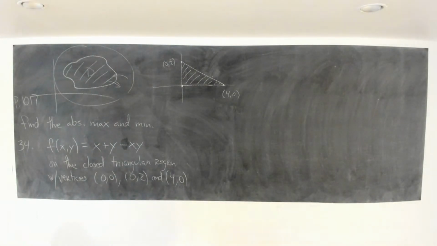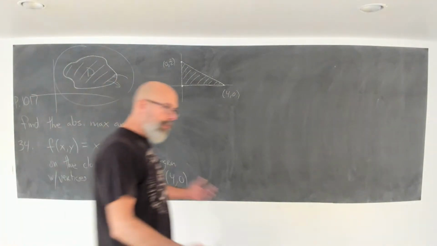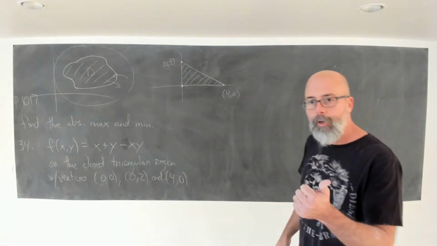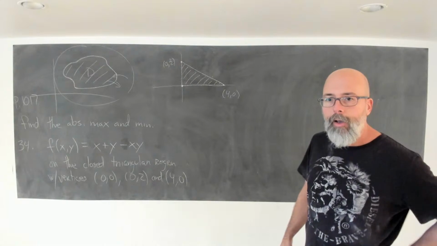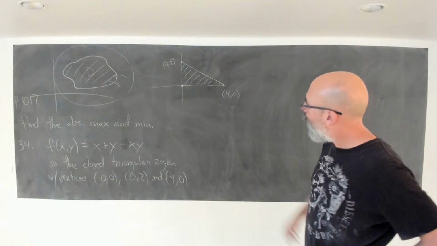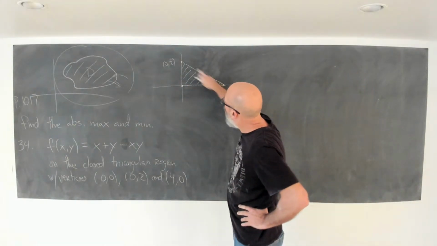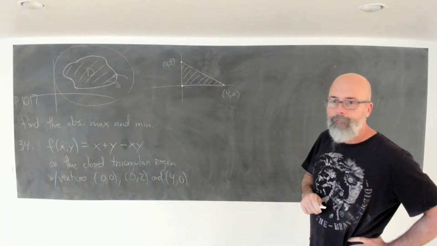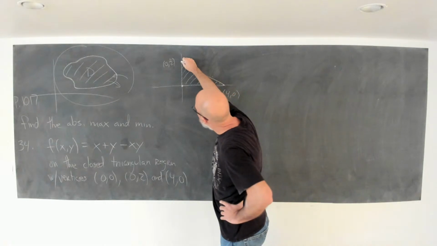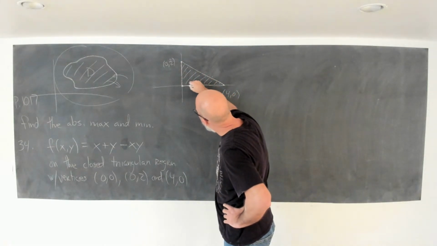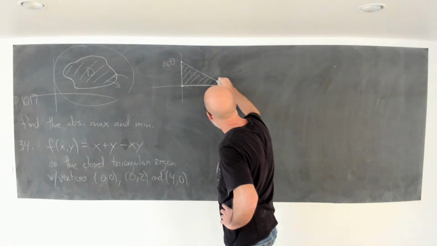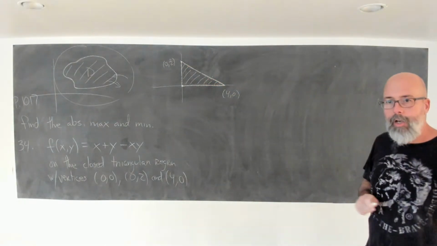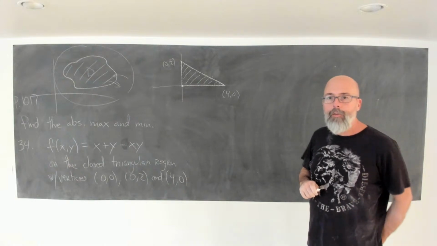It's very important because we're looking for the absolute max and min, and you know where these can occur. They can occur at critical points, or in this case, on the boundary. And the boundary is the collection of these three line segments. So it's difficult to visualize that if you haven't drawn the region.